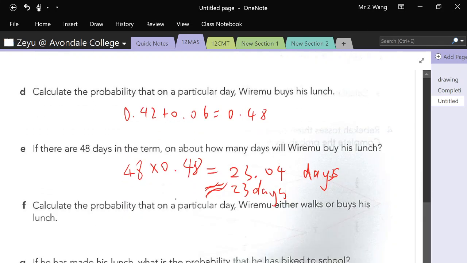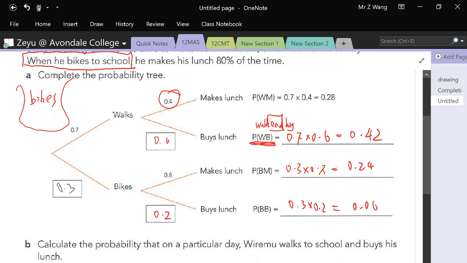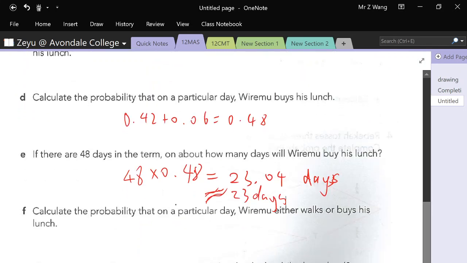Calculate the probability that on a particular day, William will either walk or buy his lunch. Either walks or buys his lunch. So it's 0.28 plus 0.42 plus 0.06. First, second, and third. Fantastic, right?